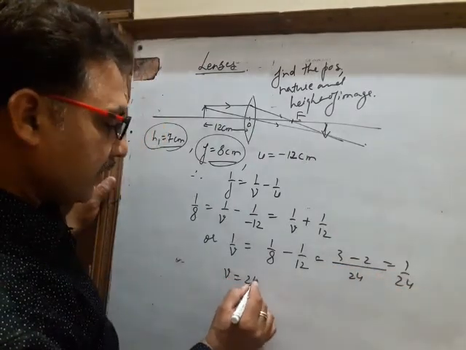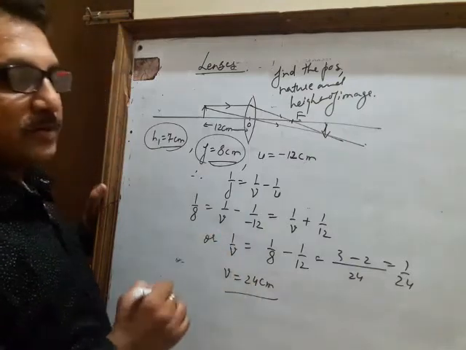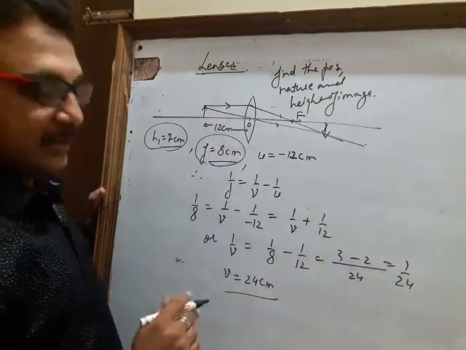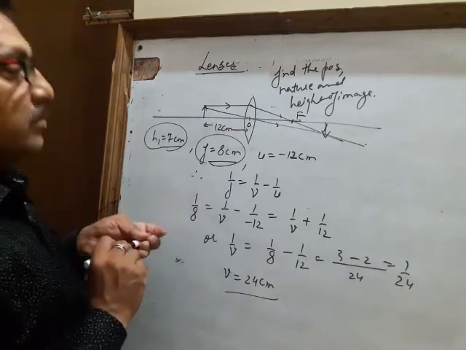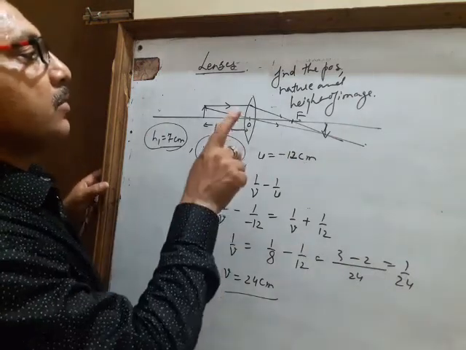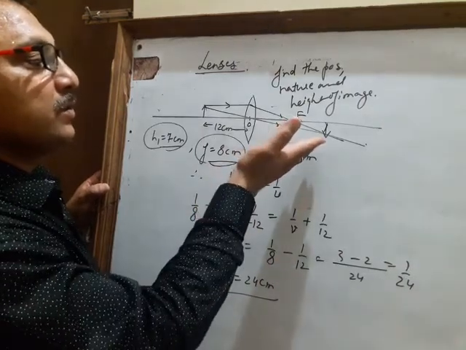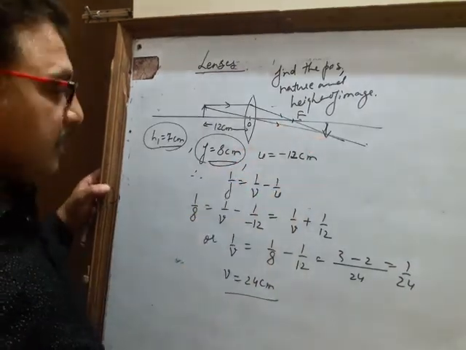So v equal to 24 centimeter. This is positive, of course, formed this side of the lens. So this is the position of the image. Now this is one part. Now the nature, of course, what is the nature of the image? Real, inverted, already I told you.